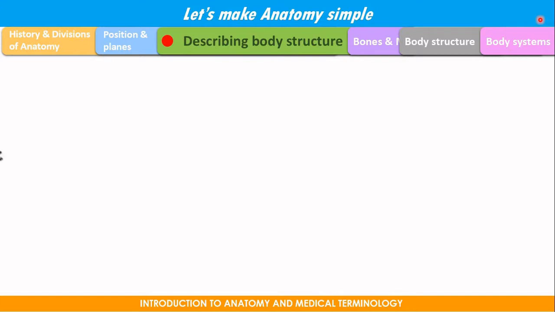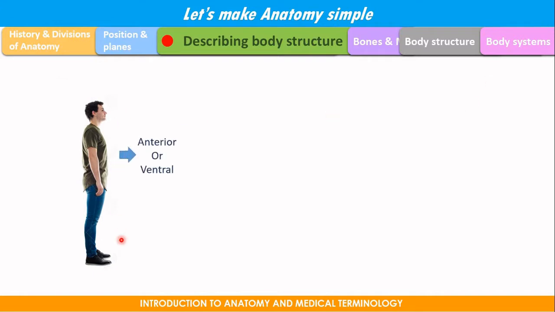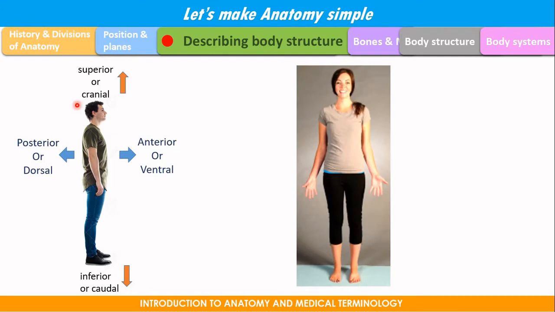The front surface of the body is referred to as the anterior or the ventral surface, whereas the back surface of the body is referred to as posterior or dorsal surface. The lower portion of the body is referred to as inferior or caudal, whereas the upper is superior or cranial surface. Now, let's imagine a person standing in anatomical position.